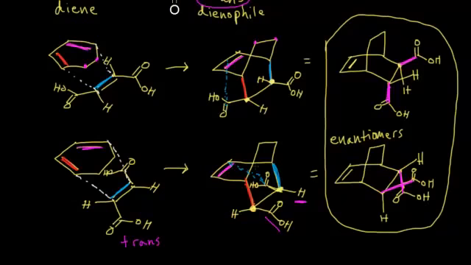In the next video, we're going to look at the stereochemistry of the diene and also think about stereochemistry of the diene and the dienophile together. And that, of course, makes the Diels Alder reaction a little bit harder.